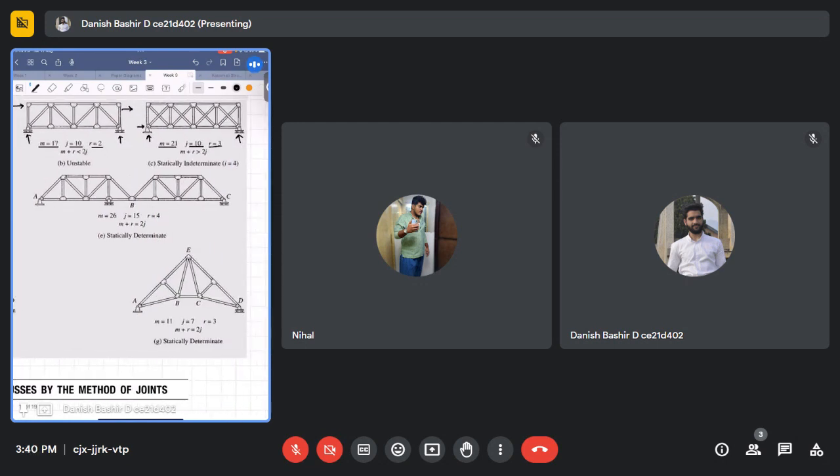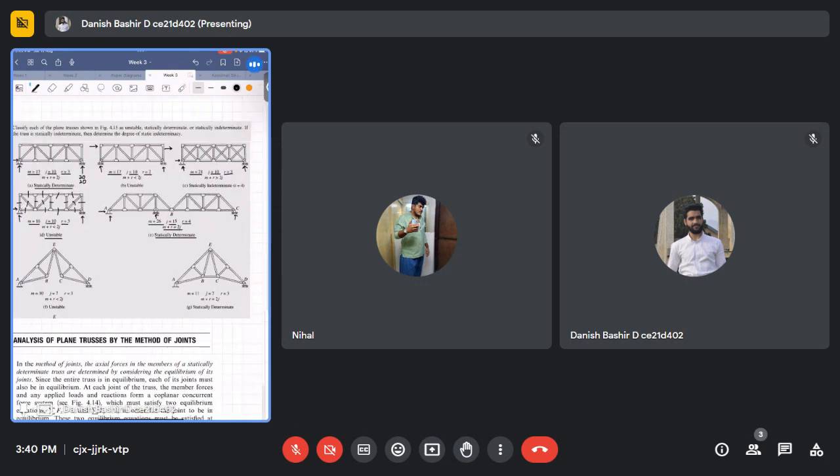Then this can be statically determinate. Look here, m is equal to 26, j is equal to 15, and the number of reactions r is 4: 1, 2, 3, 4. Okay, m plus r is exactly equal to 2j, so it's statically determinate. All four reaction forces we can compute, and all the 26 member forces we can compute by writing the equations of equilibrium.